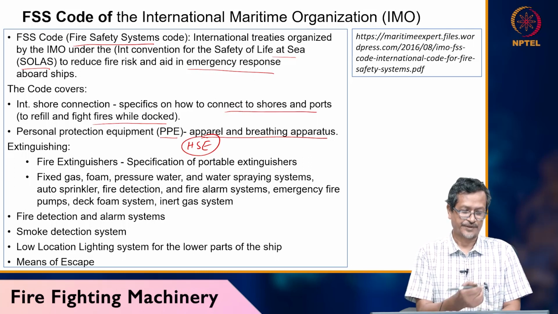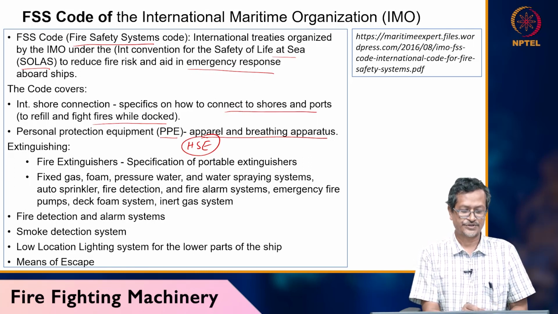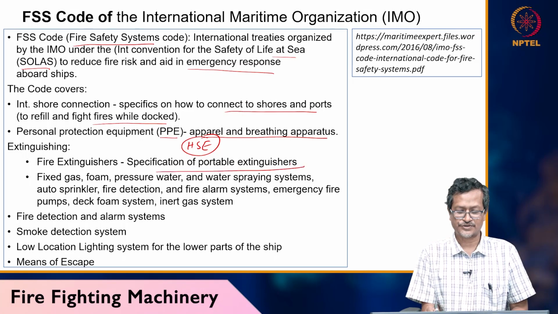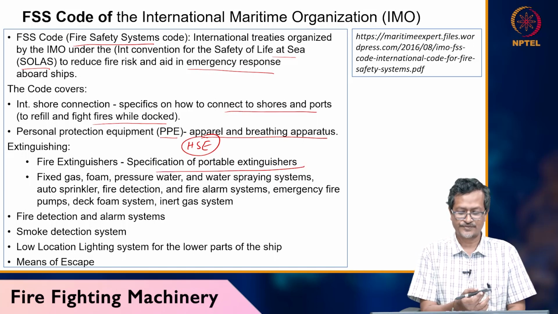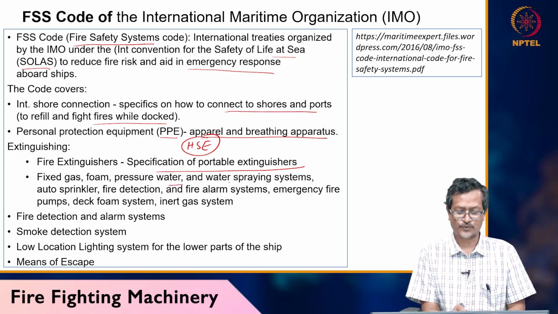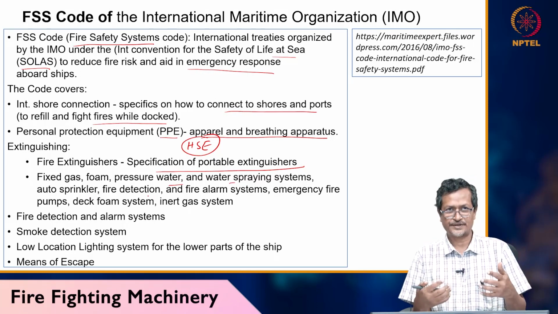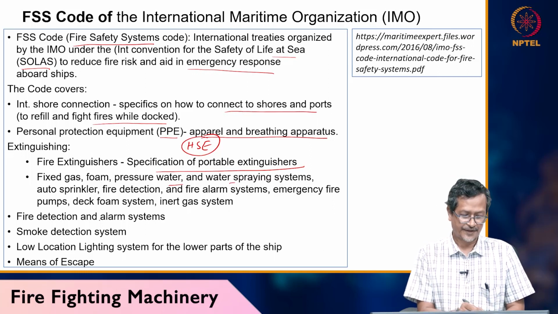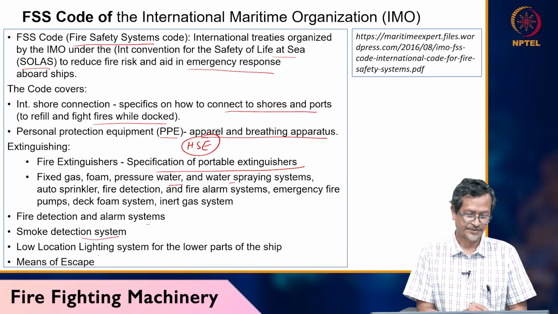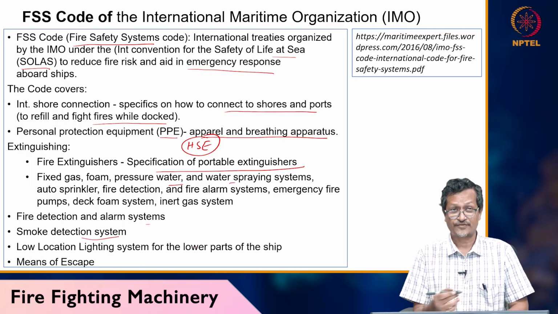In the FSS code, the specification of portable fire extinguishers is given. There are different types of extinguishers: fixed gas, foam, pressure water, sprinkler, and fire detection, which we will discuss later. The code specifies all these things, including fire detection and alarm systems, smoke detection systems, low location lighting systems, and how to escape from the ship.